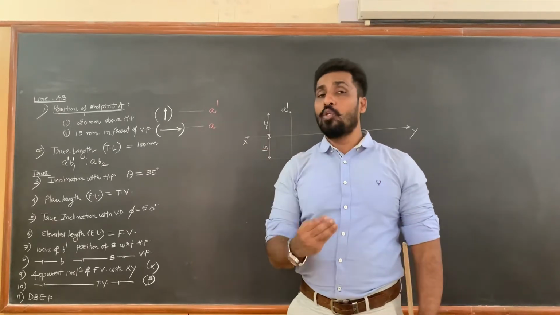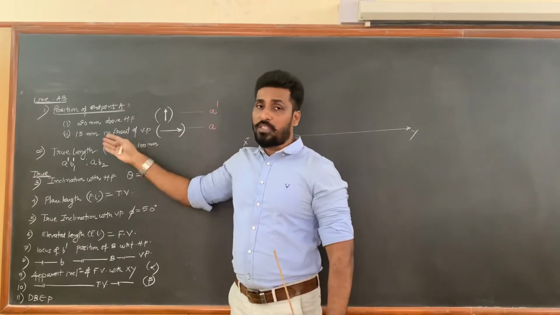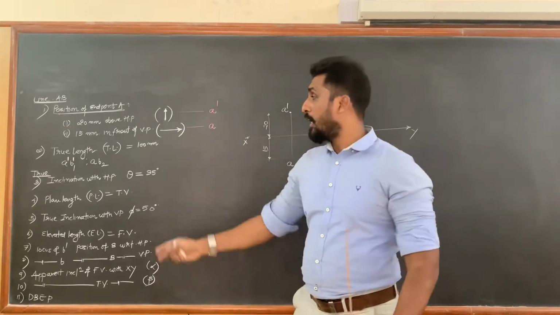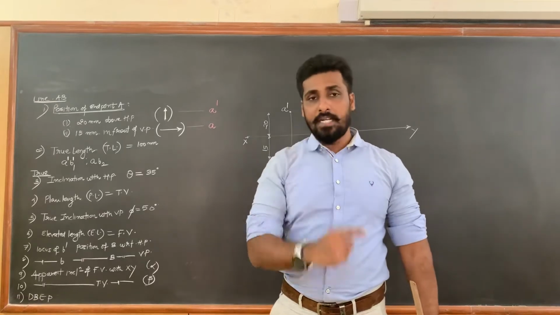So far I have given you three number of data. I have given you the position of the endpoint A, how much above, how much in front, that's two number of data. I have given you what is the true length of this line, that was 100 mm, that's three number of data. Now I'll be giving you two more data.